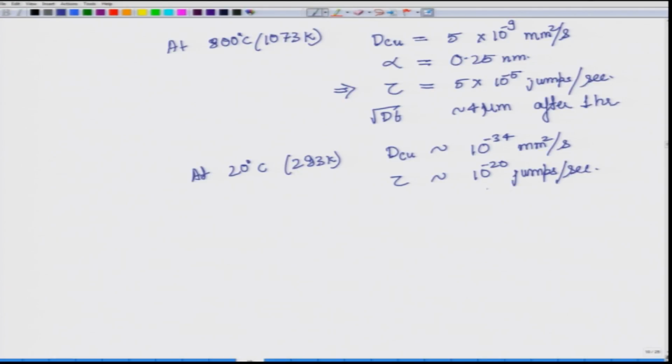If you want to understand it, what it means is one successful jump in 12 years. So, obviously, if you look at root Dt, it will be approximately 0 after 1 hour, and that is why you do not observe so much diffusivity at room temperature, because this tau, which is the successful jump frequency, becomes very small, and D_Cu in effect becomes very small.